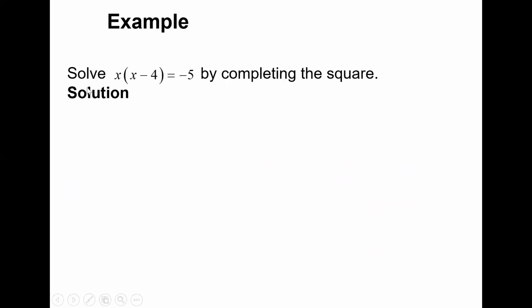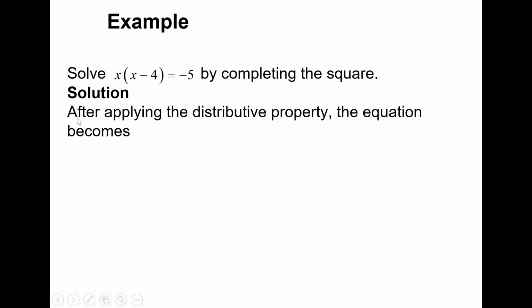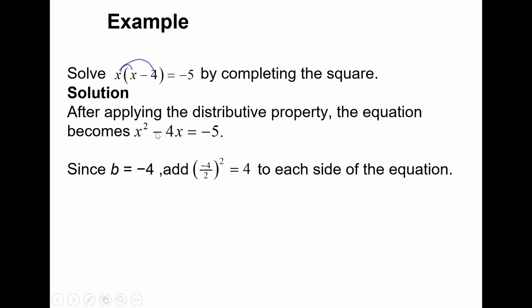All right, so now here they want us to solve by completing the square. When we do that, after applying the distributive property, you have to distribute this to get rid of that x out in front. We get x squared minus 4x equals a minus 5. Now we complete the square, so minus 4 over 2 is minus 2, squared is 4, and so that's what we add to each side of the equation.